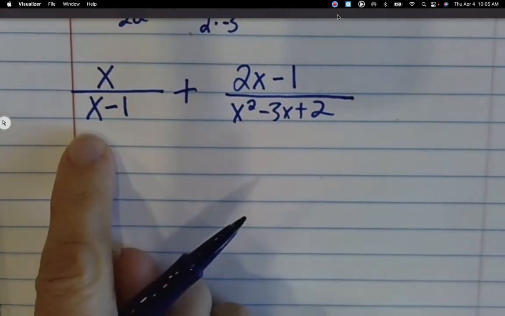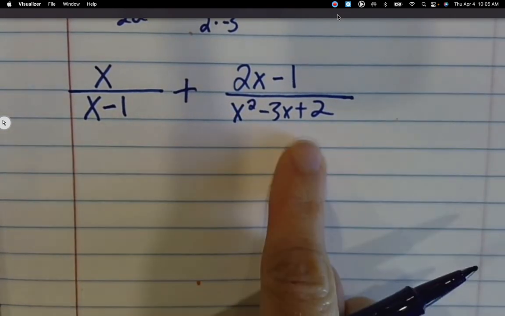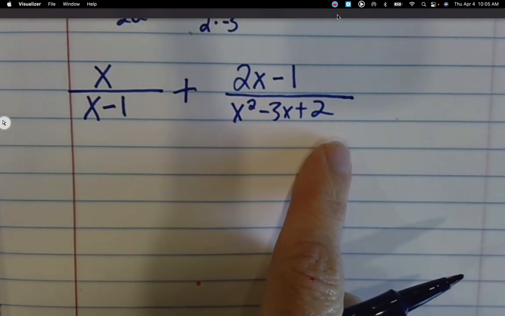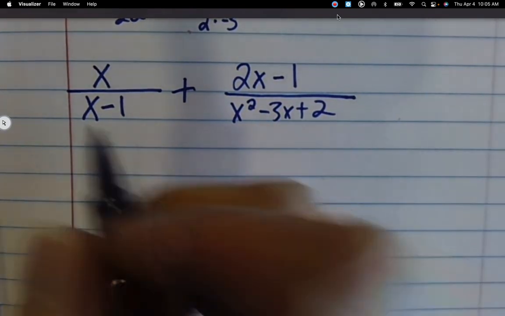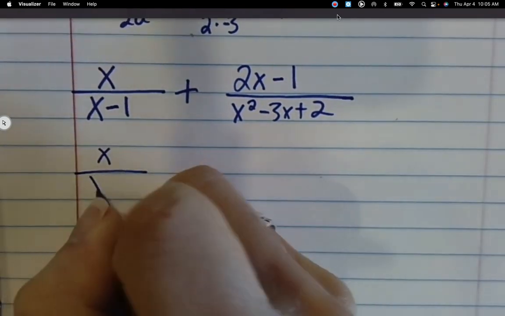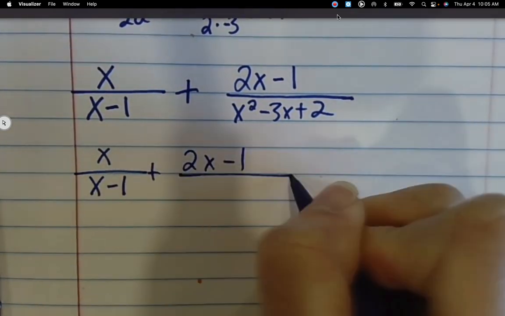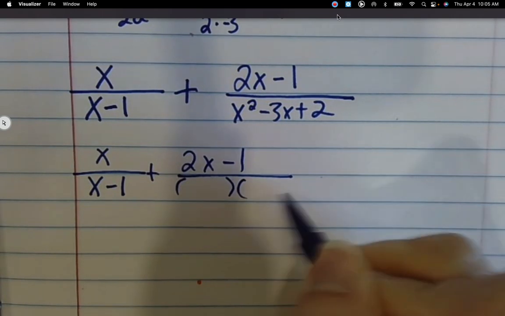All right, so does everybody see? This one I can't do anything with, but this one I need to see how close these denominators match. All right, that's what you're trying to do. So I'll leave this one alone. And that's a plus sign. It ran together. I'm going to factor this one.